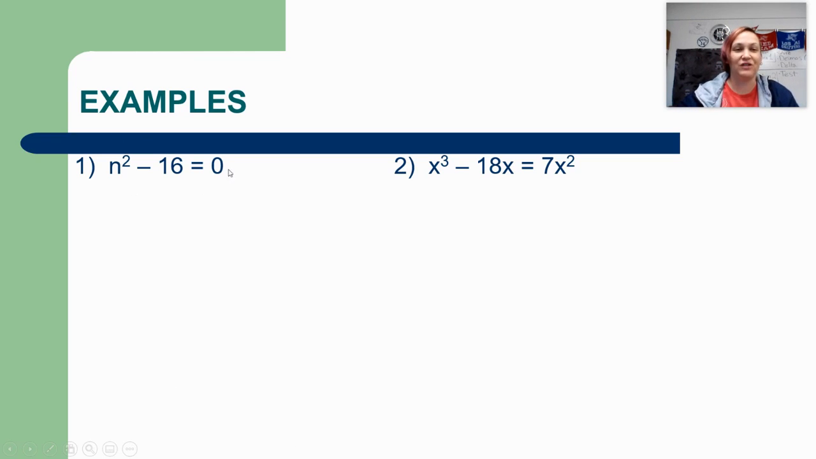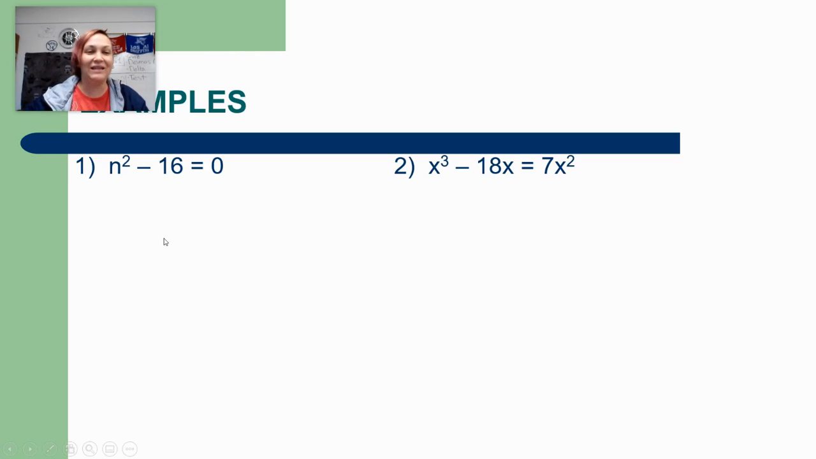So let's start with this first example. It's important to note on the first example that it's equal to 0, and that's going to be mandatory on these problems. They have to be equal to 0 for you to be able to solve them. So that's really important. And then once it's equal to 0, we're going to factor. Now we're only factoring the side that does not say equals 0, right? So n squared minus 16.